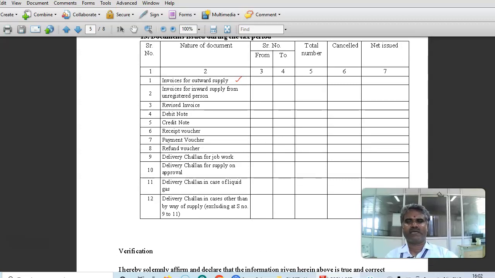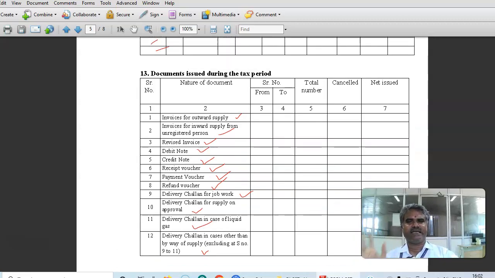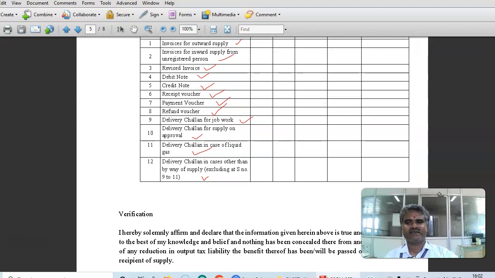Invoice for the outward supply, invoice for inward supply from an unregistered person, revised invoice, debit note, credit note, receipt voucher, payment voucher, refund voucher, delivery challan for job work, delivery challan for supply on approval, delivery challan in case of liquid gas, delivery challan in case of other than by way of supply excluding serial numbers 9 to 11. So you have to submit all the details: serial number, from, total number, cancelled, issued, everything.